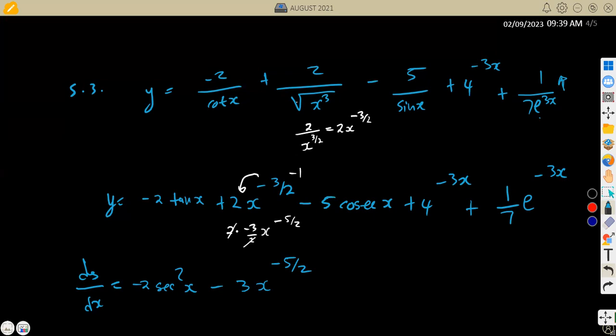The derivative of cosec gives us minus cosec x cot x. So this is minus cosec x cot x. But there is a negative which is already there, so the negative and the negative multiply each other. So it's going to be plus 5 cosec x cot x. All right, 4 to the exponent of -3x. Okay, I already indicated these derivatives.